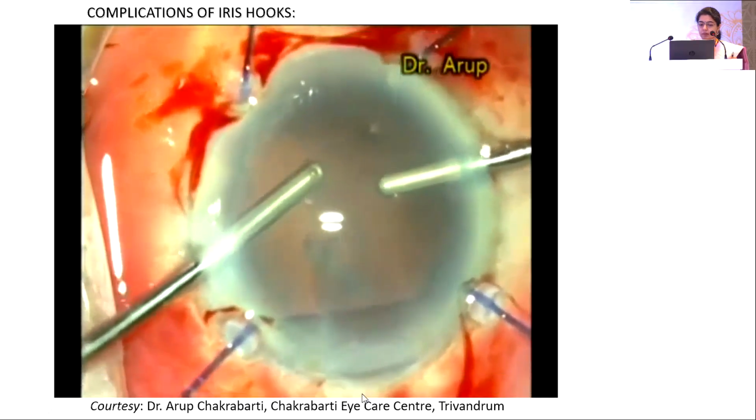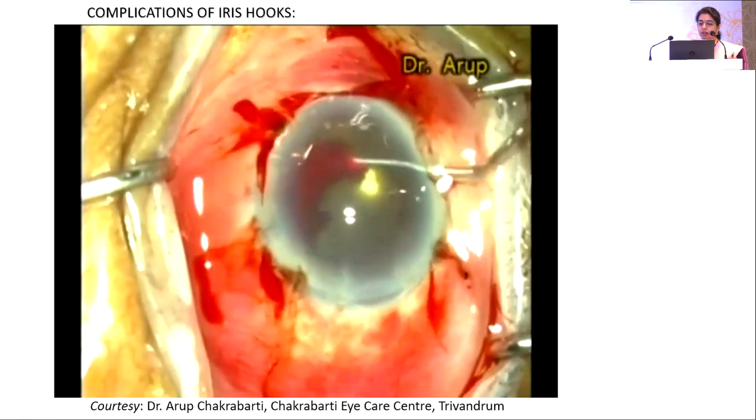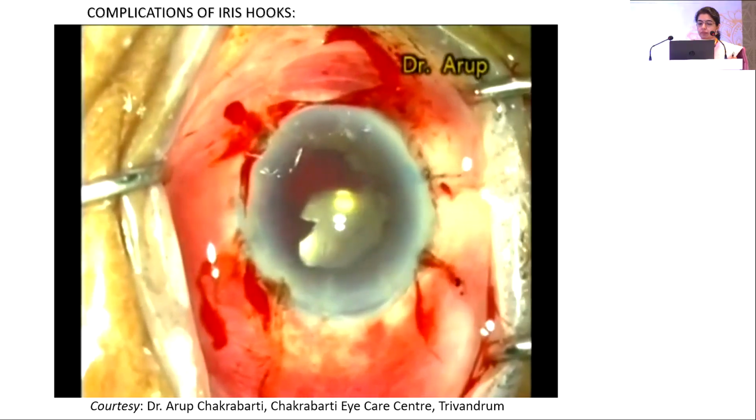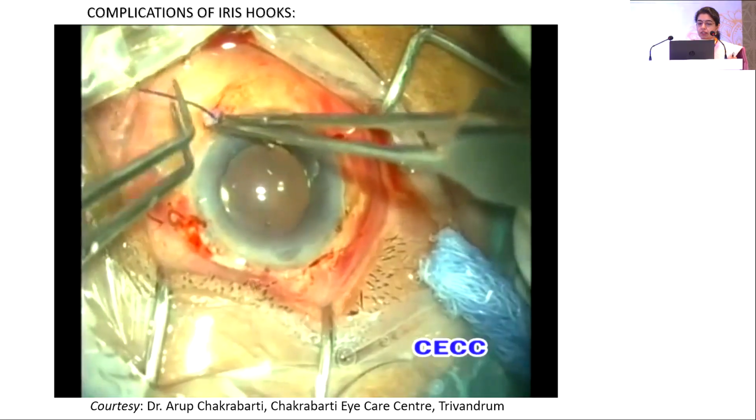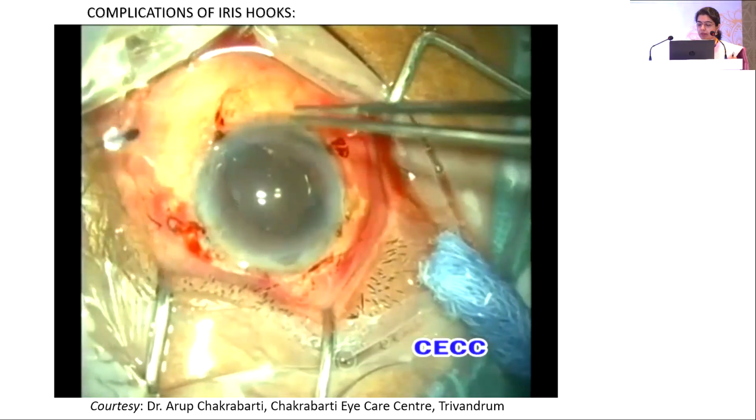Remove the iris hooks carefully. If you see in the third case now, while removing the iris hook, a small tag of the iris is pulled out. So please take time during these surgeries.